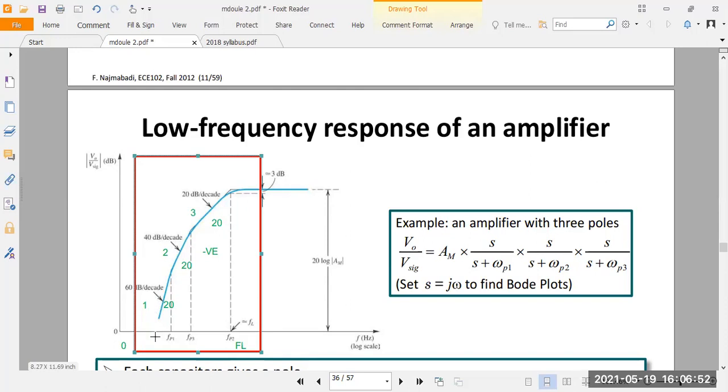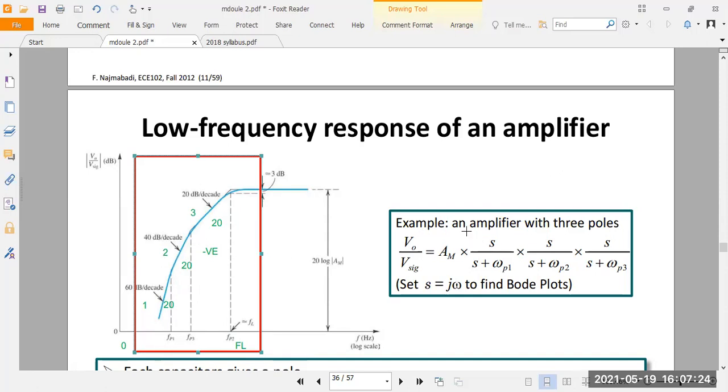For each stage you have to take poles. For the first stage you take FP1, for the second stage FP2, and for the third stage FP3. FP1 is the single pole frequency, FP2 is the two pole frequency, and FP3 is the three pole frequency. Understood? So in each stage the gain is falling, and in each stage you have to find out the frequency fall.